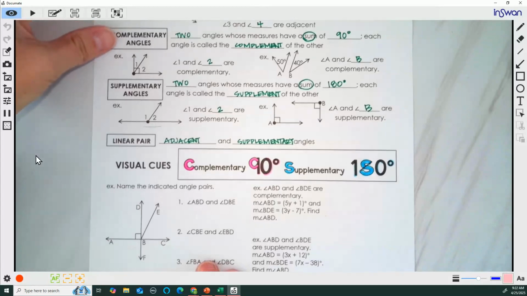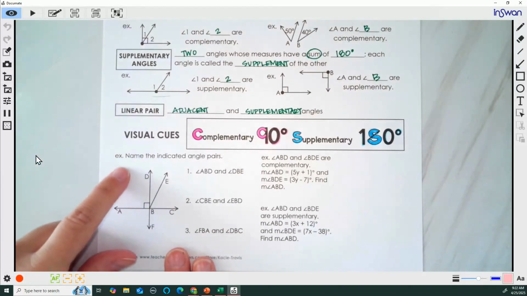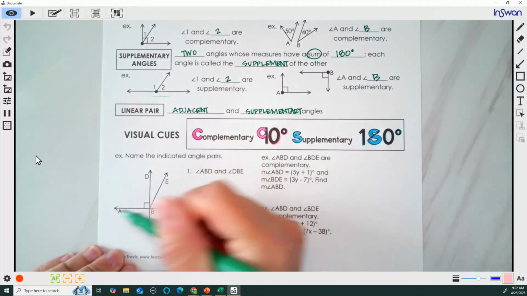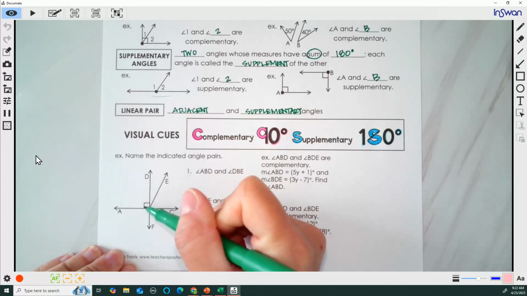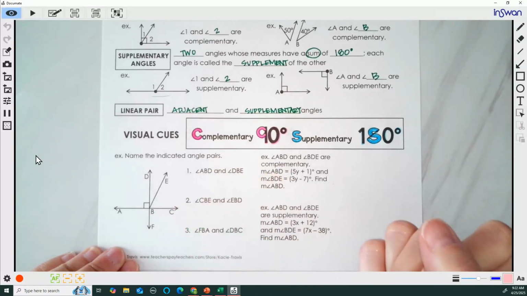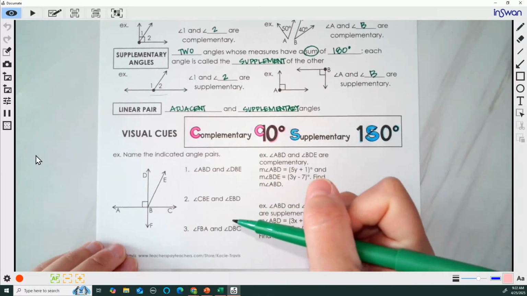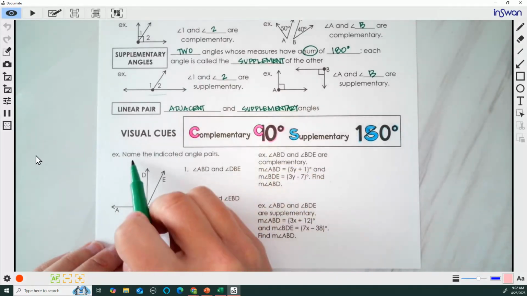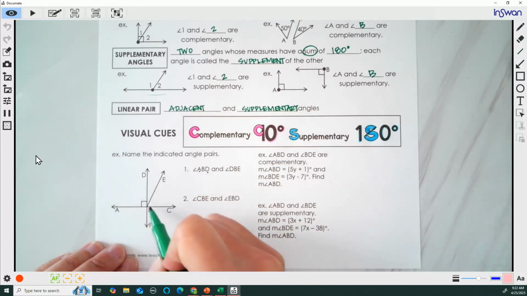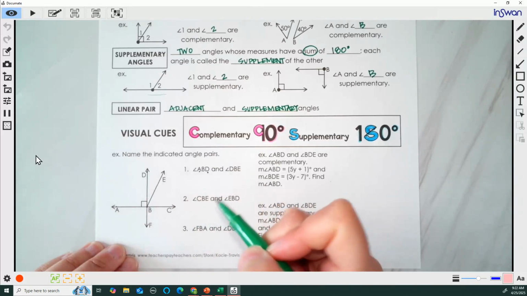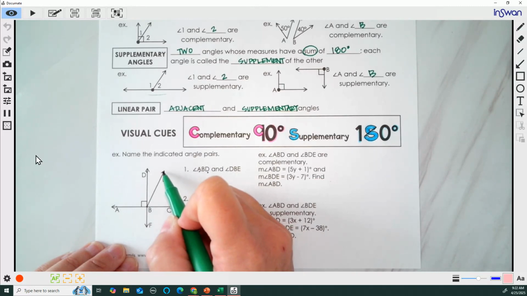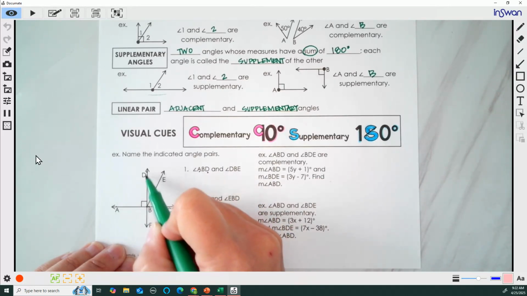Our first example, we have a diagram. The directions say to name the indicated angle pairs. So we've got some intersecting lines here. I see a right angle mark here. I see this ray here creating some extra angles. Let's see what the questions want us to do. Just name them. So we've got angle ABD, that is angle ABD here, and angle DBE. So I've got this one and this one.